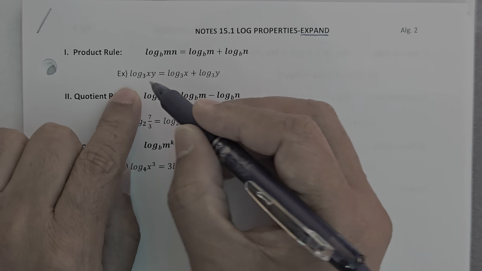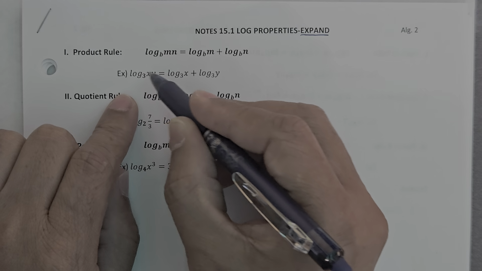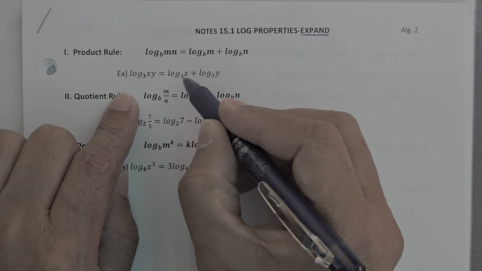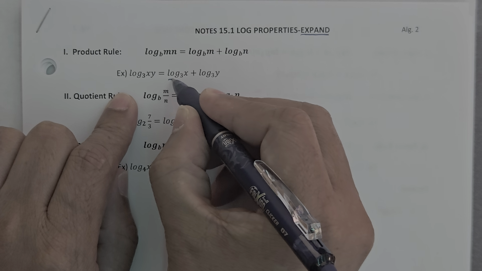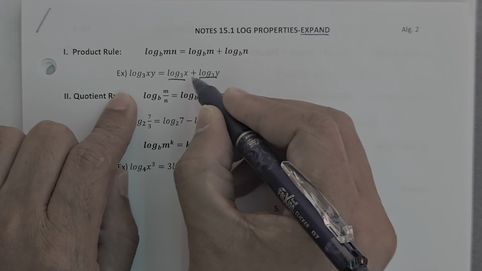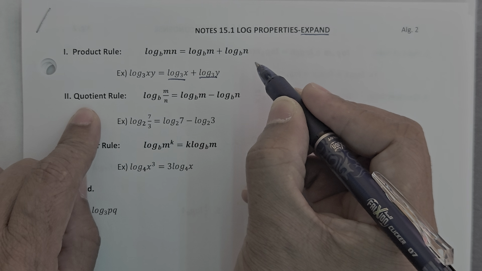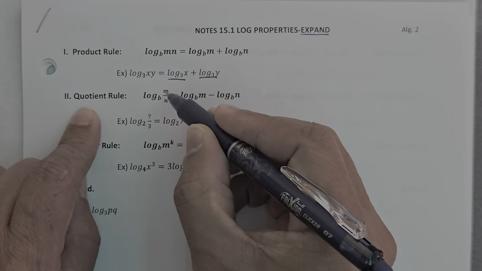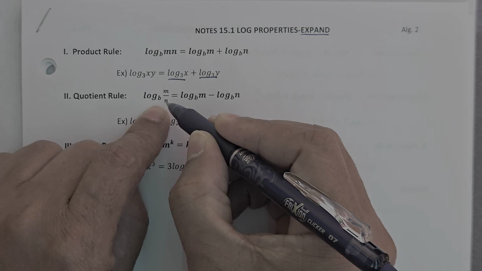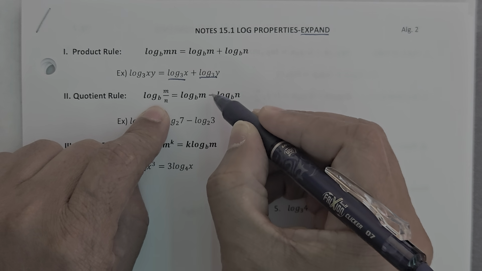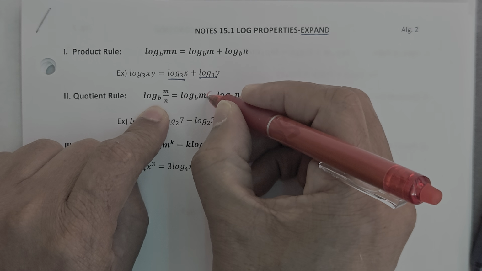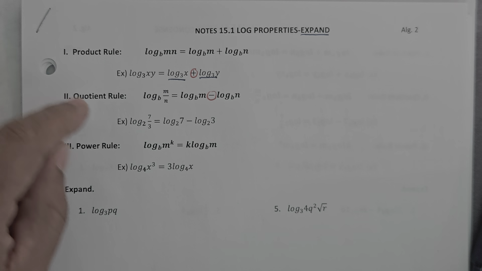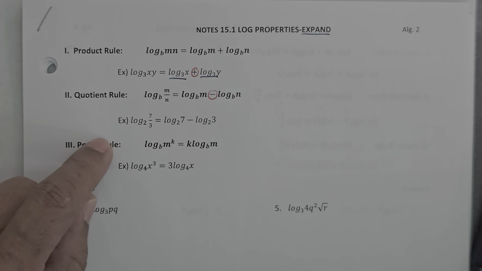So the product rule says that when you want to expand logs, and you're multiplying x times y, then you expand this log in this way. Notice there's a plus in between. And when you do the quotient rule, that means you have quantity m divided by quantity n, with the log base b. Then in this case, instead of adding, the main difference is we are going to subtract. So when we multiply, we add. That's the product rule. And when we divide, we subtract.